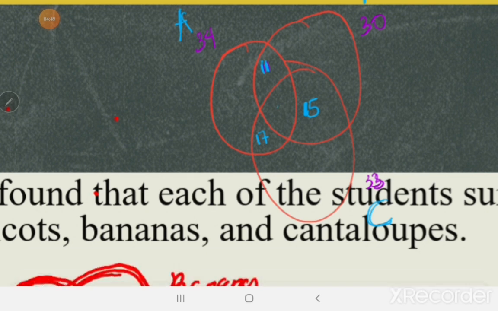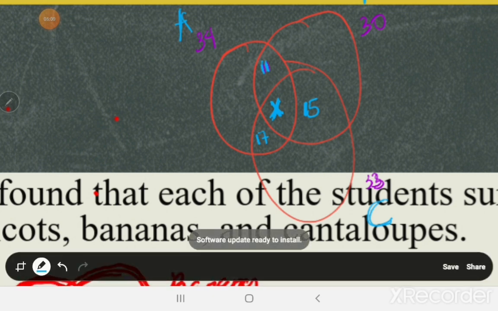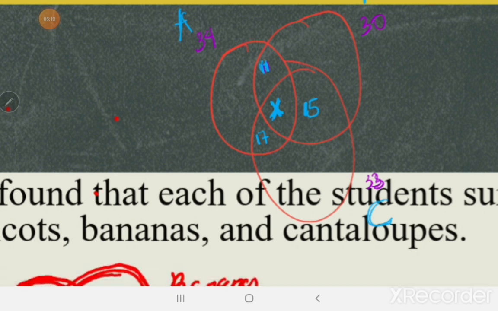Those who like everything, that is the X. So, we have 11, 17, and 15, and your X. Take note that this is not equal to 11 alone. We need to subtract your X, because the whole 11 includes this circle. So, we remove the X to get this part of the diagram.